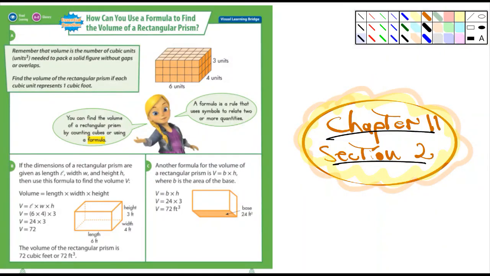Okay, fifth graders, chapter 11, section 2, and we're talking more about how to figure out the volume. And I've actually told you guys this already. Some of these things you're going to recognize. Let's look at the first example they give us here.